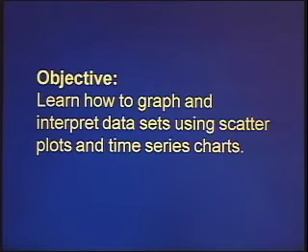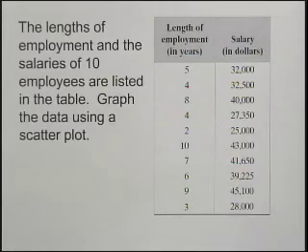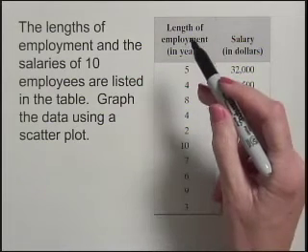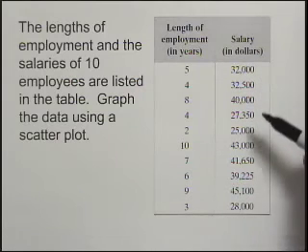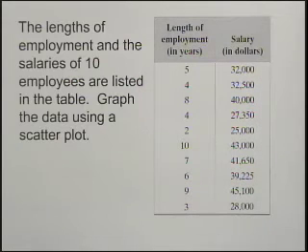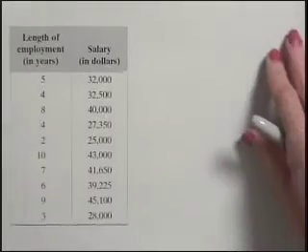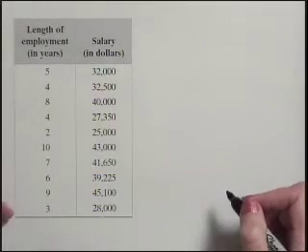Learn how to graph and interpret data sets using scatter plots and time series charts. Here's an example. The lengths of employment and the salaries of 10 employees are listed in the table. Graph the data using a scatter plot. So along the first column, we notice the length of employment in years, and along the second, the salary in dollars. Well, we have the same information on this sheet of paper. That leaves us some space in order to work with.